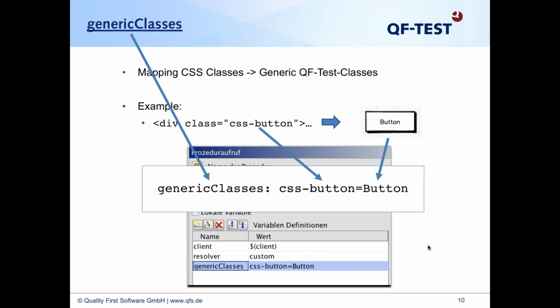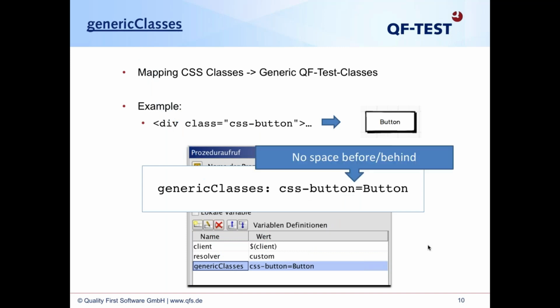Because this is not really readable in the screenshot, I extracted this to a bigger font, but it's the same. Please be careful here: no space before or behind the equal sign, because otherwise QF-test would assign a class which is space button, or look for another class name. With generic classes, since the space is a separator, that doesn't make sense. But if you use attribute values later, you can use a space there. So space is important.